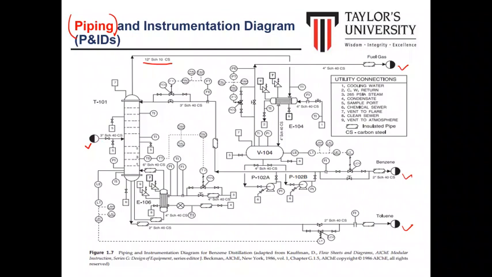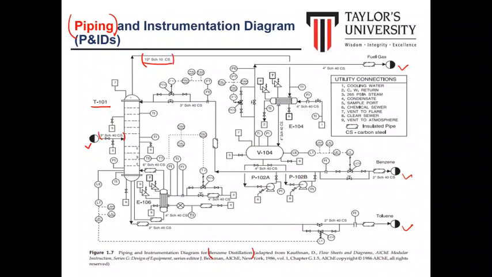This piping is 3-inch schedule 40, and the material is carbon steel. It is inserted into tower T101 to purify it. This is for benzene distillation. So we have benzene distillation. At the top of the tower, it is installed with 12-inch schedule 10 carbon steel.